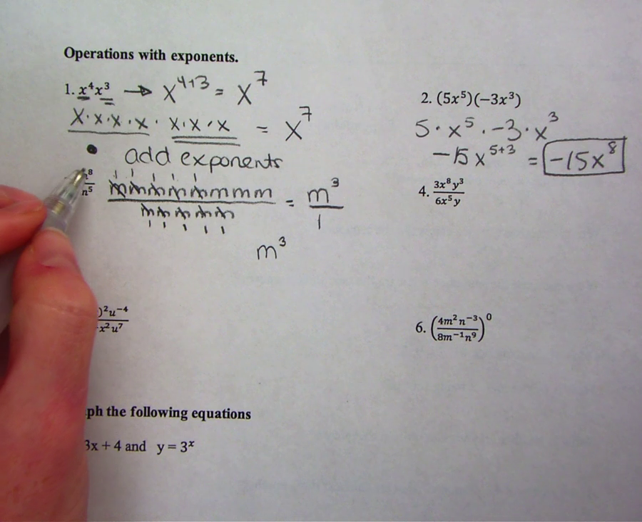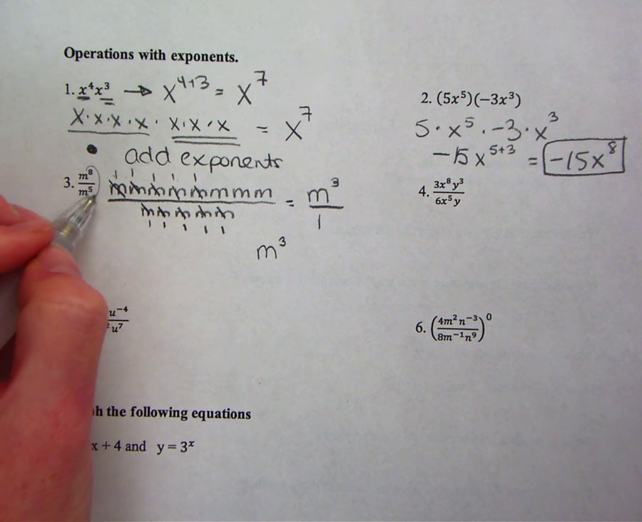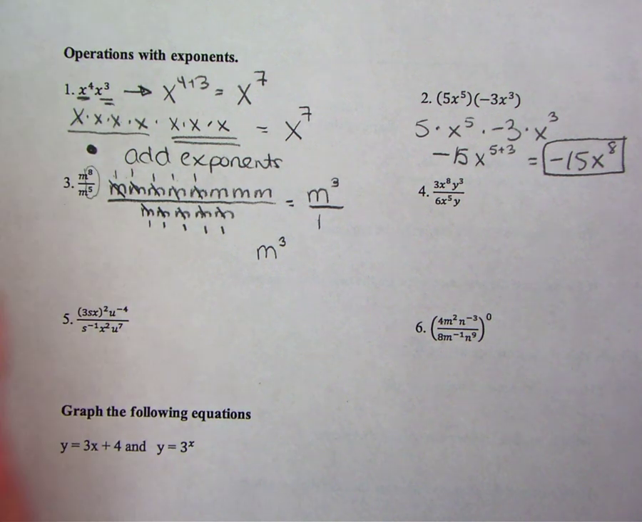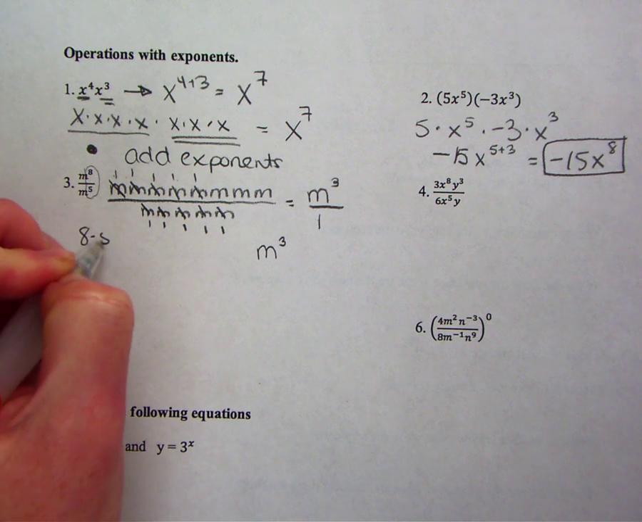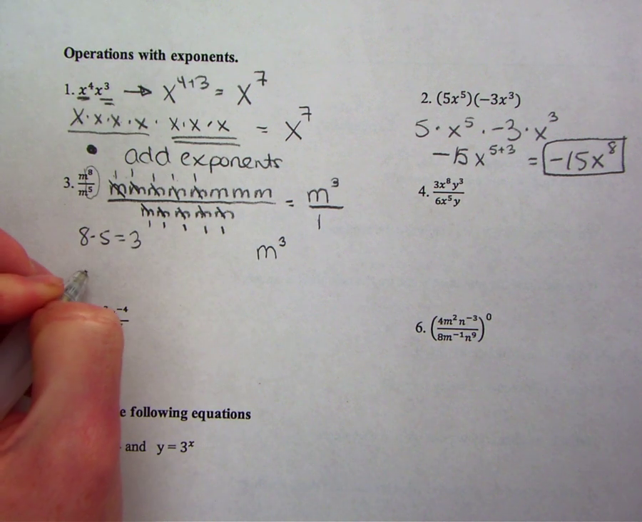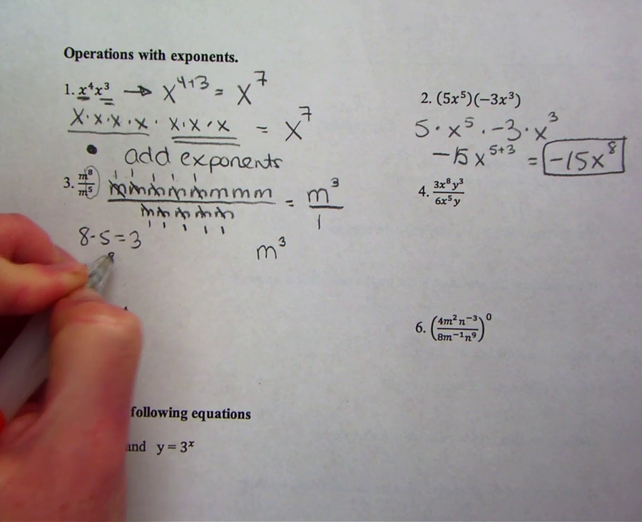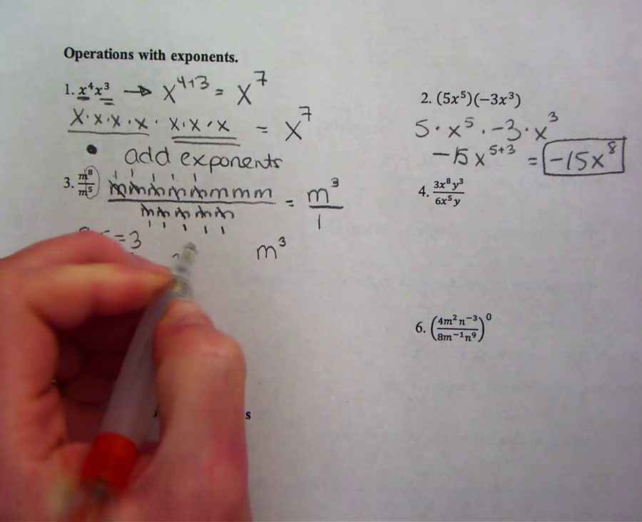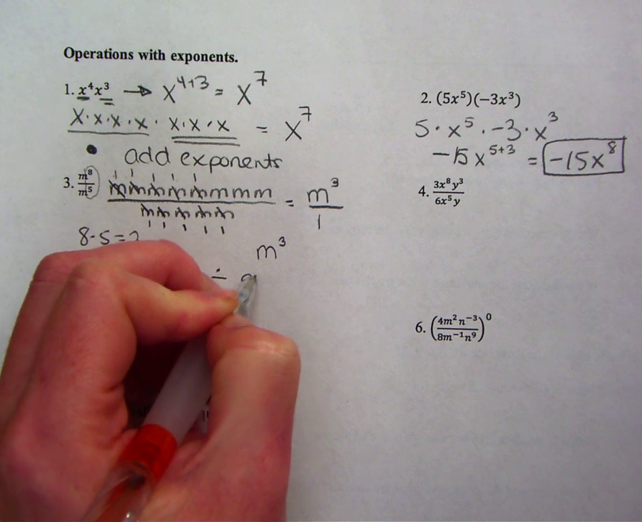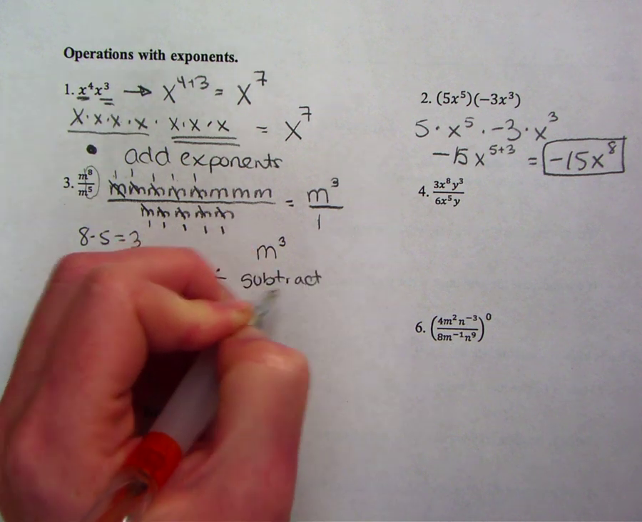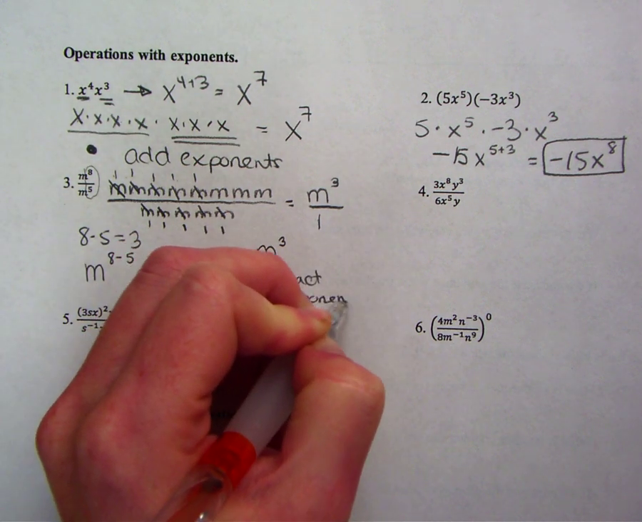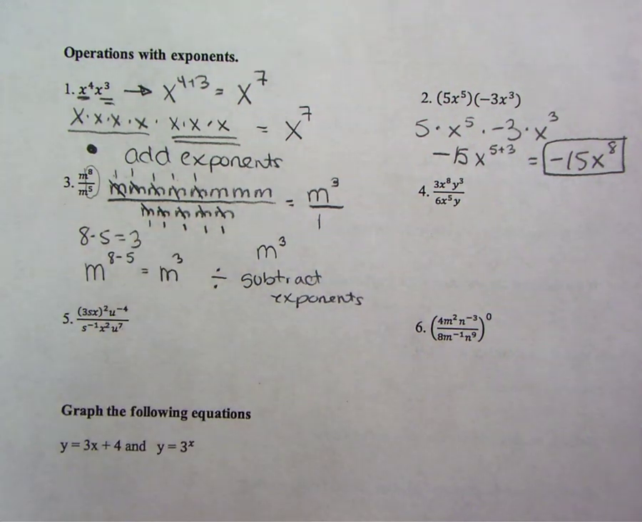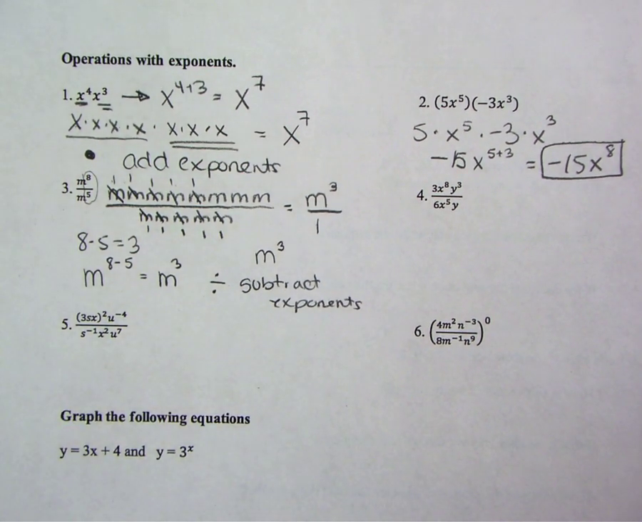So we get m to the 3rd as our answer. If we go back to the original problem, what do we do to get 8 and 5 to become 3? 8 minus 5 is 3. So the rule for exponents with division is you subtract. So when dividing, you subtract the exponents. And you can see why, because we simplified and saw that's how we get the answer.